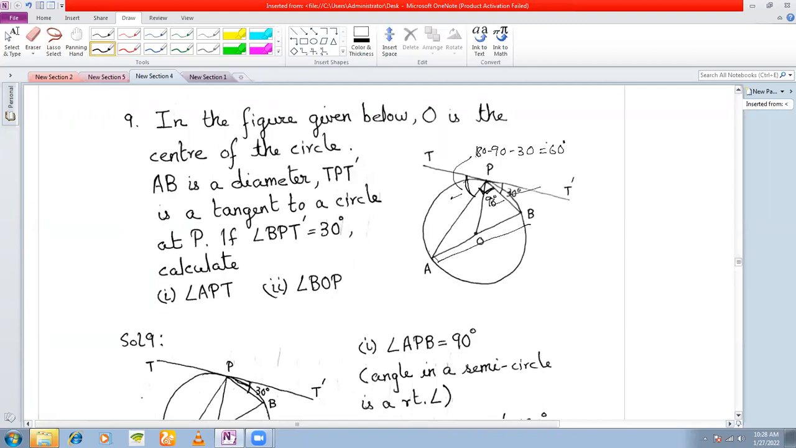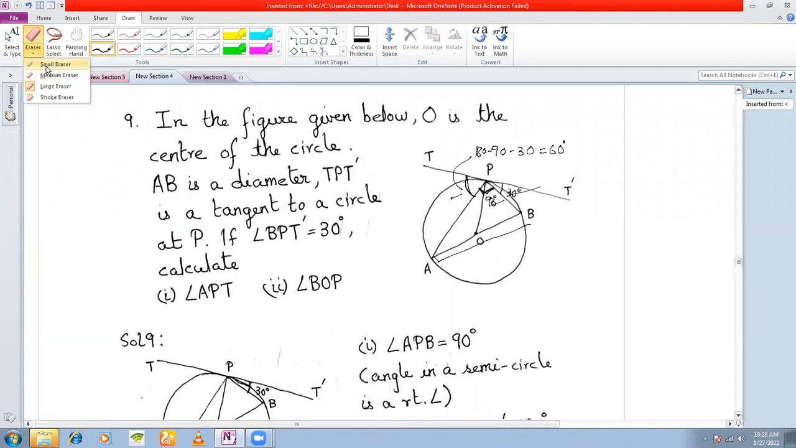There's another way of doing this. The other way of doing this is, if I have angle in alternate segments, then this can be done in another way. Okay, do it this way only. This seems to be the easier way. APT is okay. Next question is BOP.